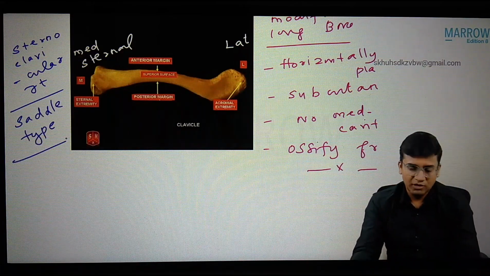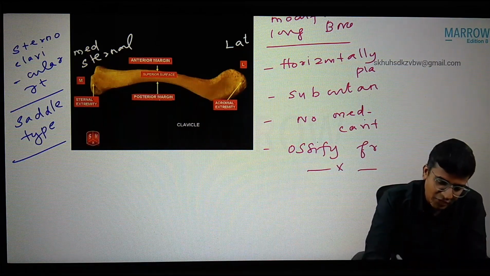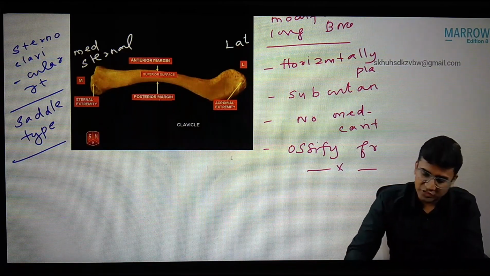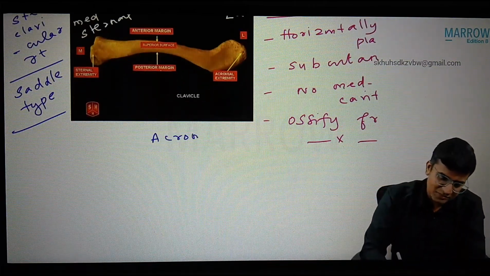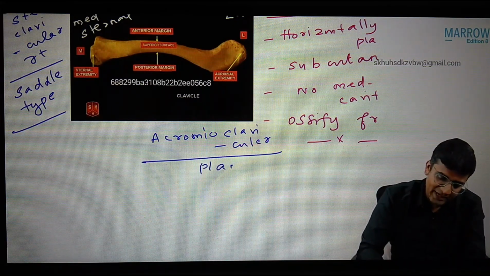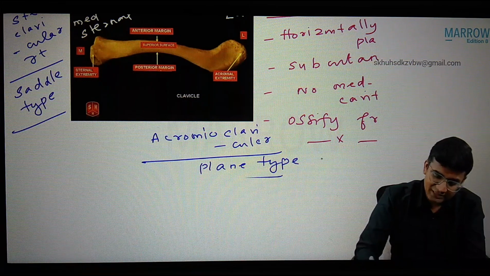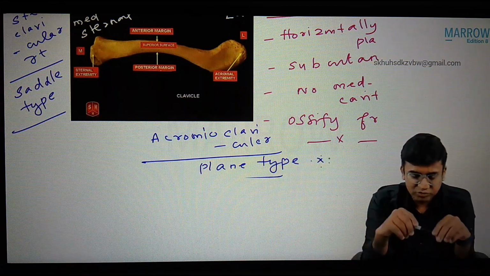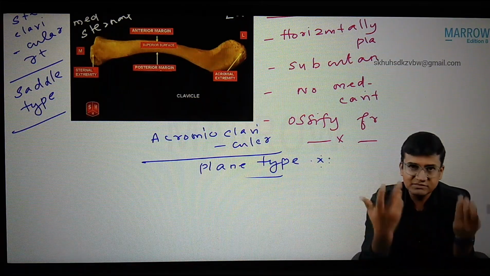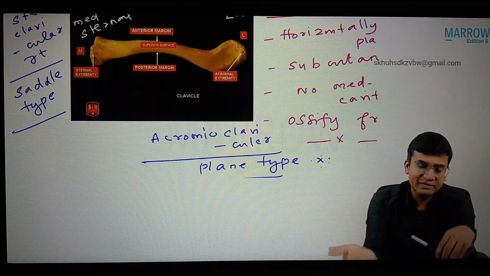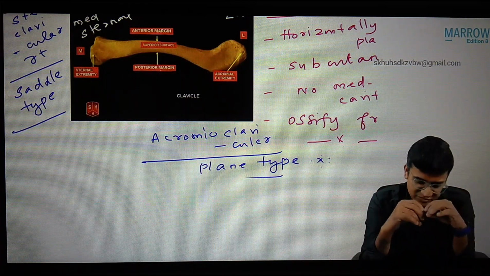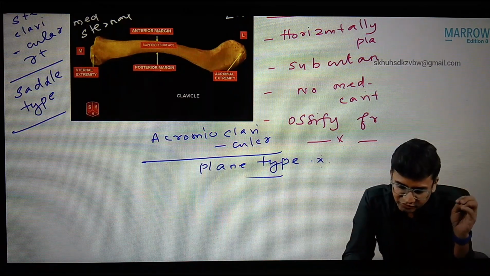Okay, right. Now what about the acromioclavicular joint? See, acromioclavicular joint is plain type of synovial. See the exams, the recent exams from 2018, I am saying we are getting one question from the joints and the examples. They give some joint and they'll ask you the type, or they give some type and they will ask what the joint is. So please remember, sternoclavicular is saddle type of synovial. Acromioclavicular, plain type of synovial.